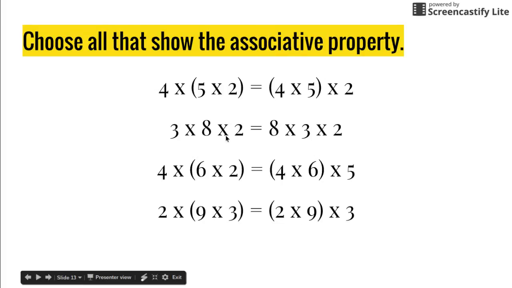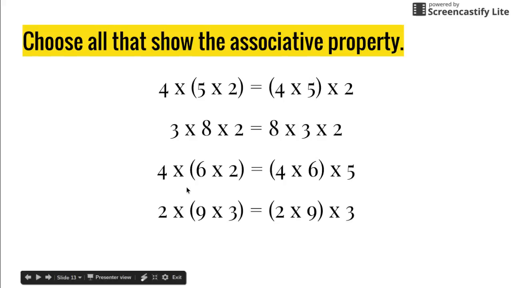Let's go to this one. I already noticed something about this. I immediately see that the numbers are in a different order on this side of the equal sign. So this is actually an example of the commutative property. So this is a true statement and it is a property. However, it is not the associative property of multiplication.